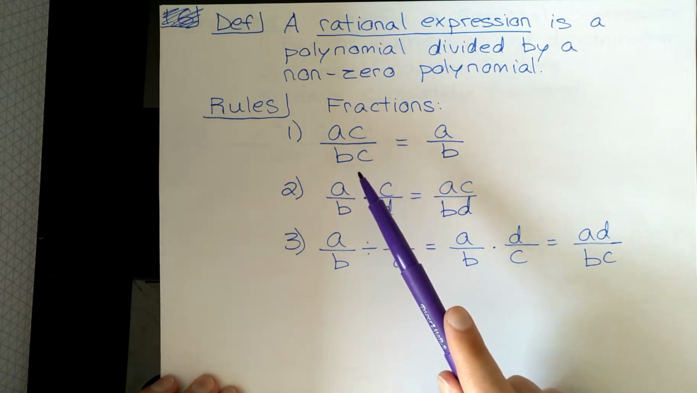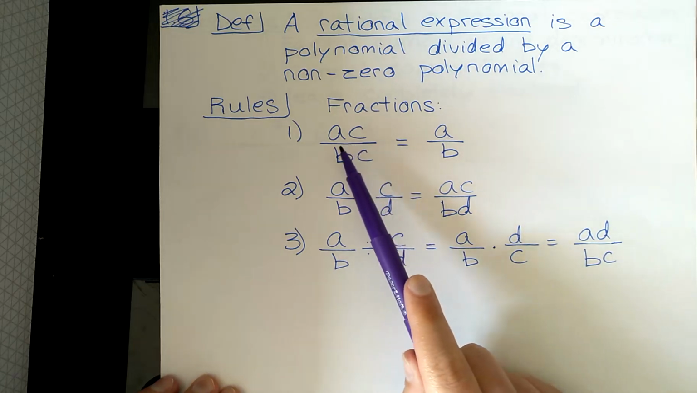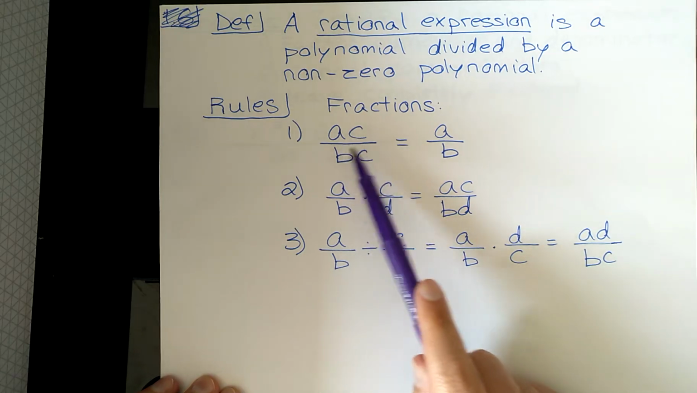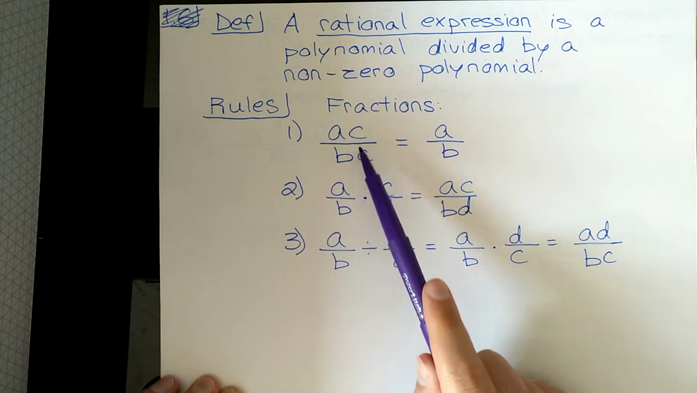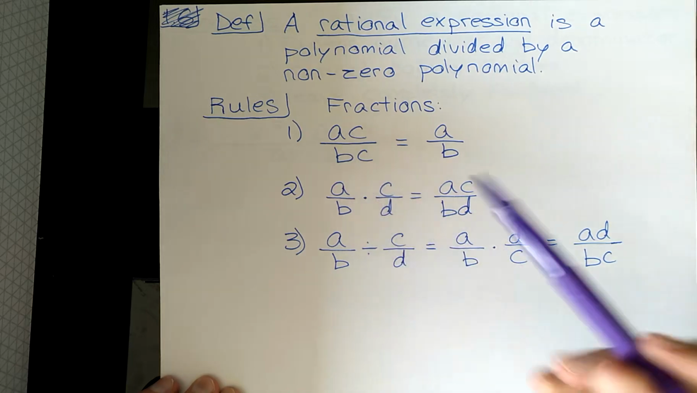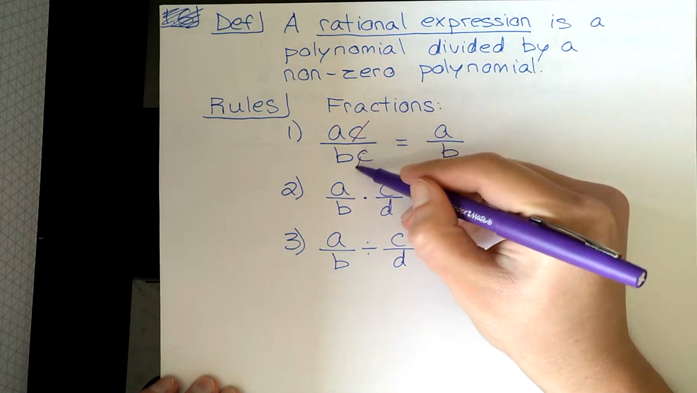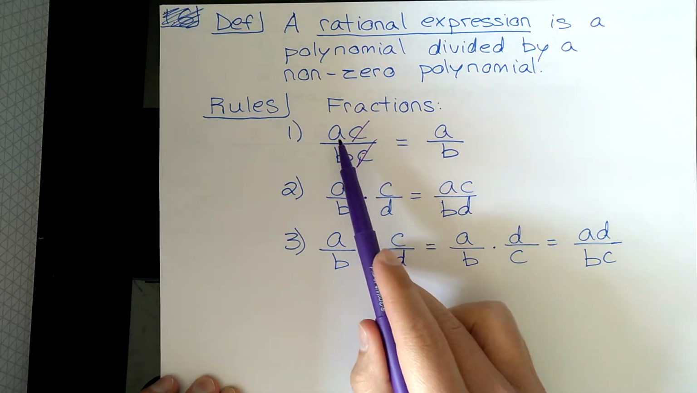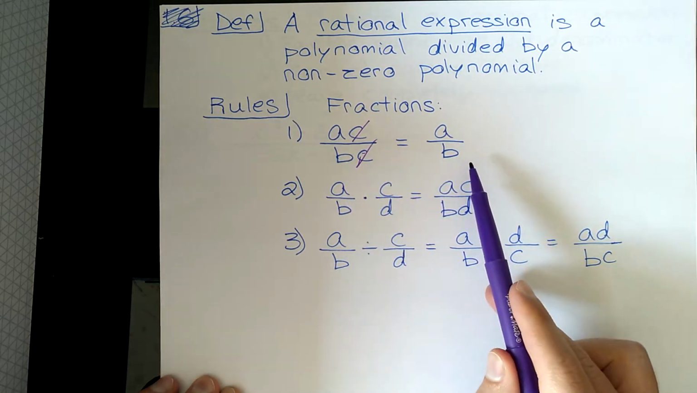The first rule is whenever we have AC divided by BC, meaning we have just multiplication in the top and bottom of our fraction, we are allowed to cancel the common factor in the top and bottom, leaving us with just A over B.